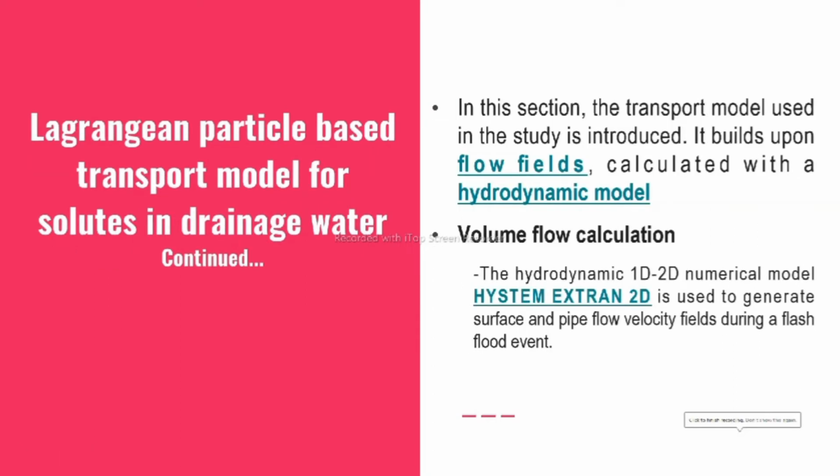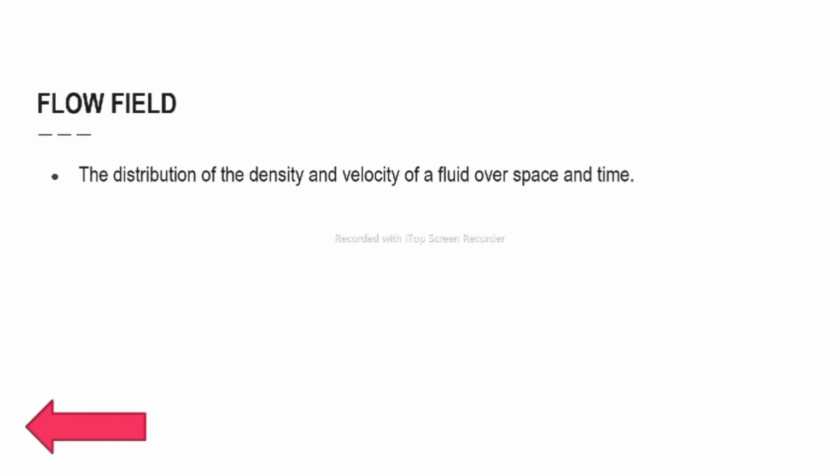Still in the Lagrangian particle-based transport model, in this section the transport model used in the study is introduced. It builds upon flow fields calculated with a hydrodynamic model. So if we say flow fields, let us have its definition. A flow field is the distribution of the density and velocity of a fluid over space and time. So it involves velocity and density, and of course space and time, of a particular fluid.